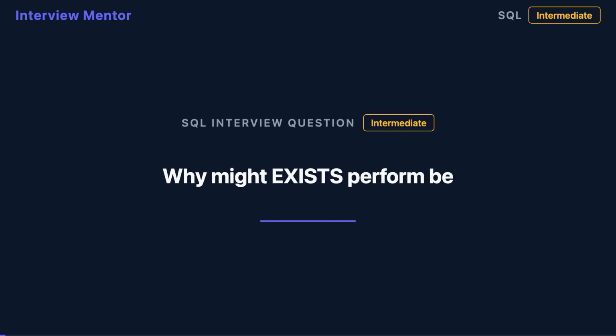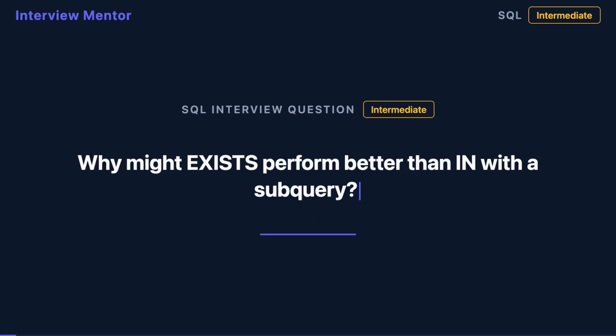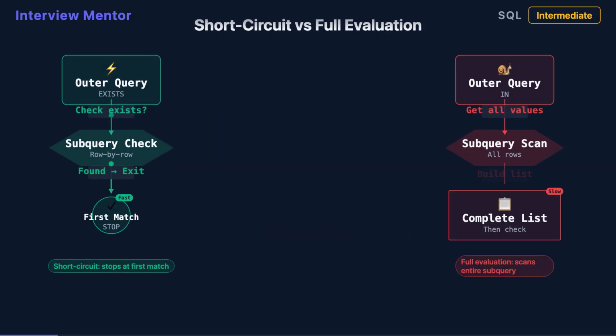Here's a performance trap that catches even experienced developers. Why might EXISTS perform better than IN with a subquery? The answer reveals how database engines really work under the hood. The core difference is short-circuit evaluation.